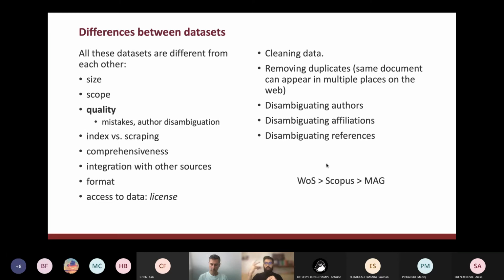So there are 3 copies of my paper. If this company is not very good at disambiguating the same paper, so saying, okay, these are 3 versions of the same item, they will have 3 papers about me, but it's actually wrong. It's only 1 paper. So then there is also disambiguating authors, disambiguating affiliations, and disambiguating references, because authors is also a problem.